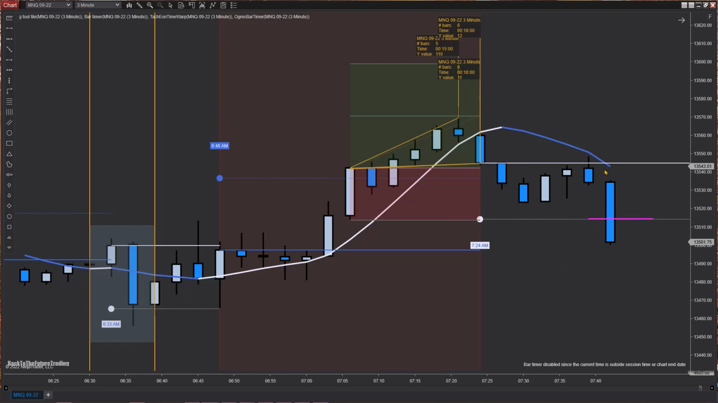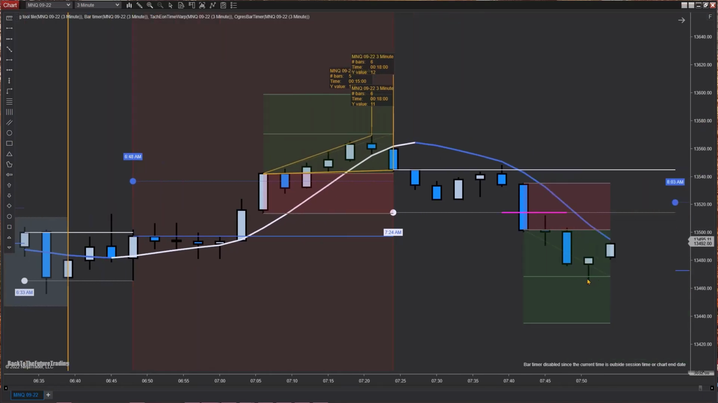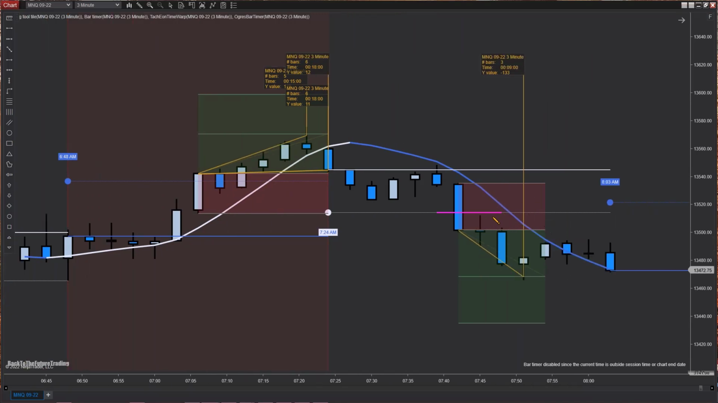And we have a blue hull moving average. So we would enter short. Target 1 gets hit here. Our remaining stops are moved to break even. Keep an eye out for that. Nope, stops are not hit at break even. We close the remaining 2 positions here at 8:03.